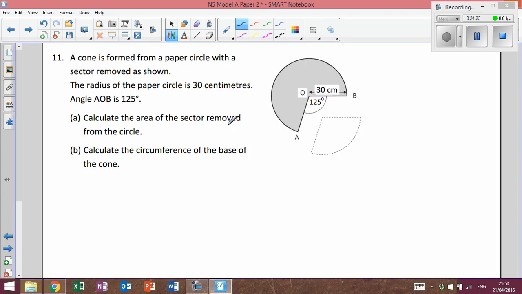Okay, nice. Calculate the area of the sector. Area of the sector is one where we have to remember our formula. Let's check the question. Calculate the area of the sector removed from the circle. So we're looking at this bit here.